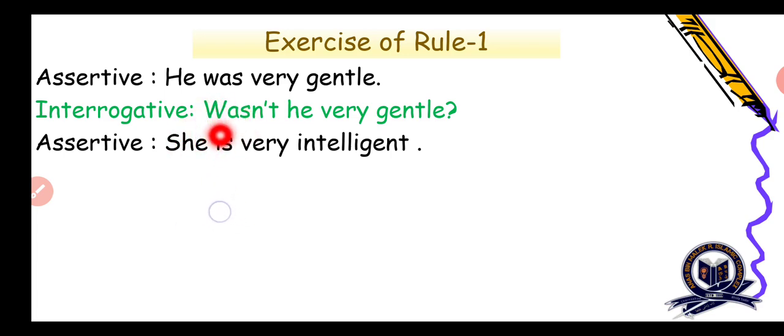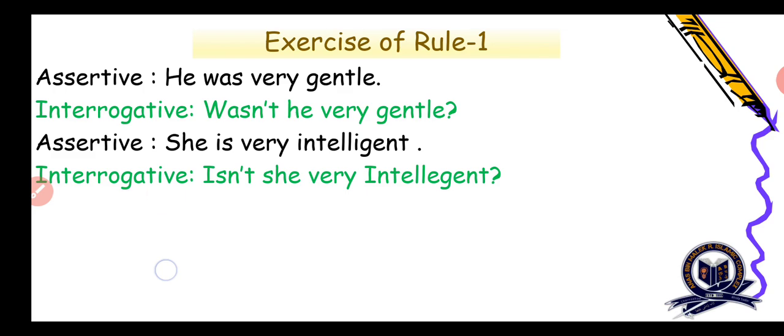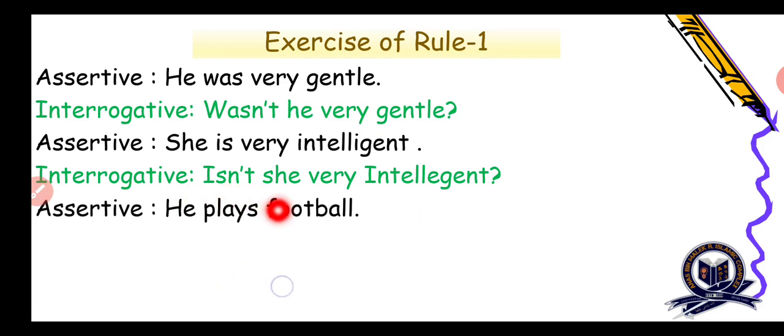Is. So it will begin with is. Then as it is an affirmative sentence, we have to add not with is. So isn't she very intelligent? Let's see. Isn't she very intelligent? এখানে আইটা ছোট হাতের হবে। Isn't she very intelligent? Next, he plays football.